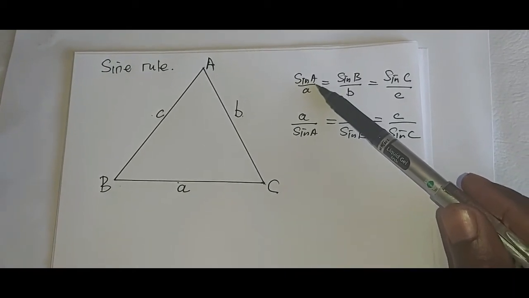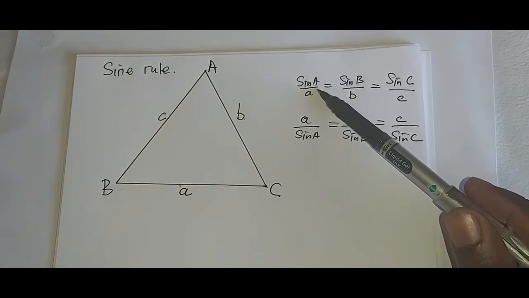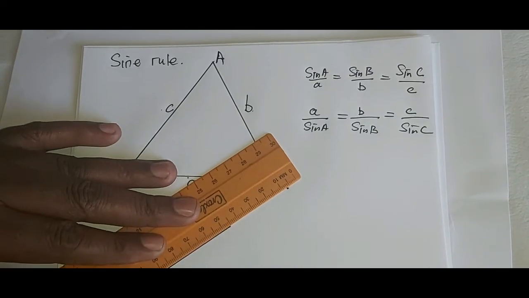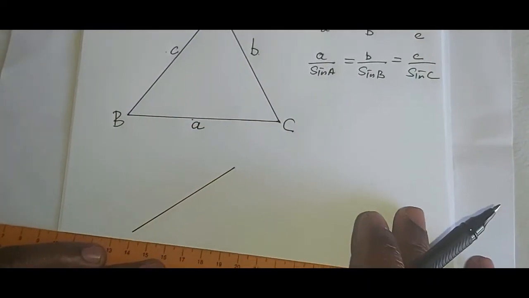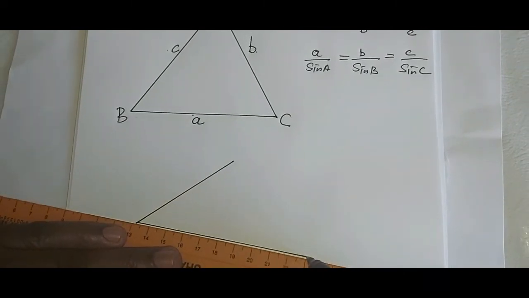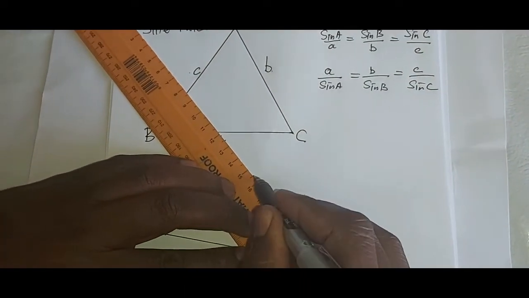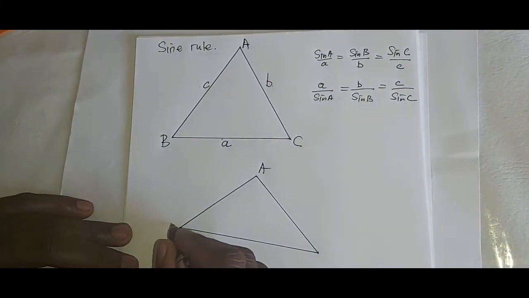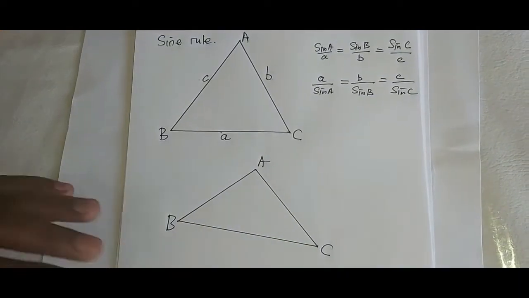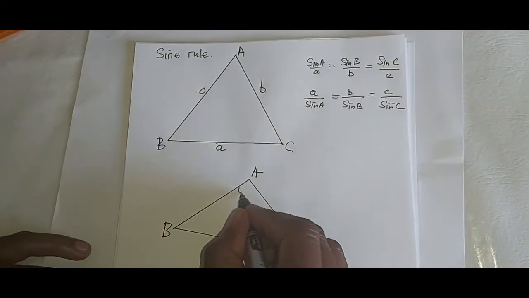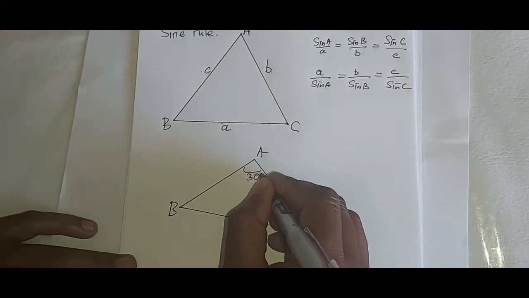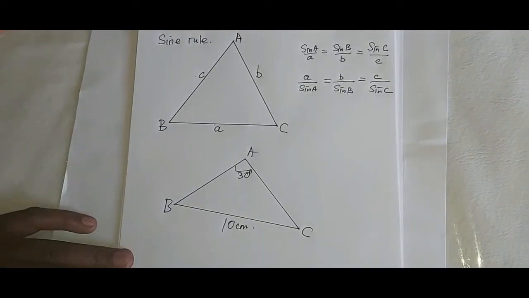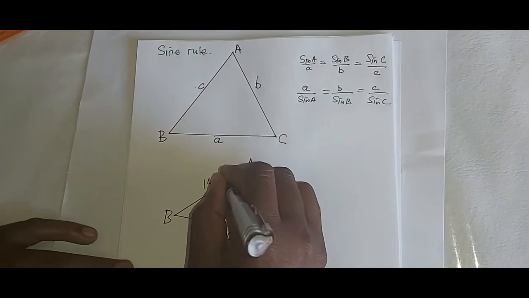Right, let's have a simple example of how we can apply the sine rule. I can just give you any arbitrary non-right angle triangle. I'll keep it with my A, my B there, and my C, and it's a non-right angle triangle. Then, just for example's sake, I say this angle is 30 degrees. Then here I say it's 10 centimeters. Then there is 14 centimeters.